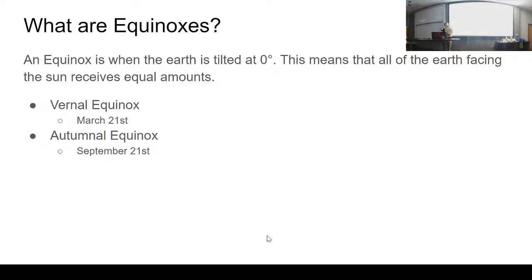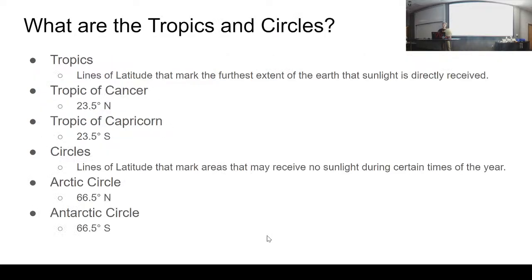So that means all the Earth is facing, it's all getting about relatively the same as it's going around. So if it's straight up and down, it's when you have an equinox. And there's the vernal equinox, which is March 21st, and there's the autumnal equinox, which is September 21st. So there are equinoxes. So remember, it's exactly like this. That's going to be equinox.